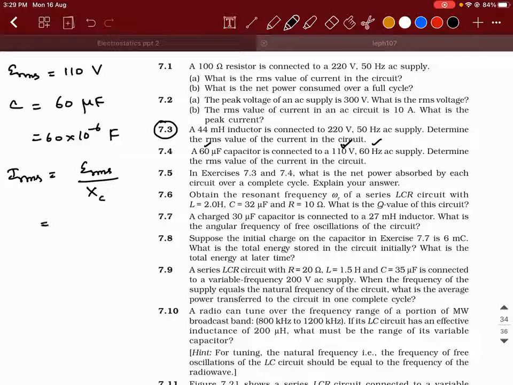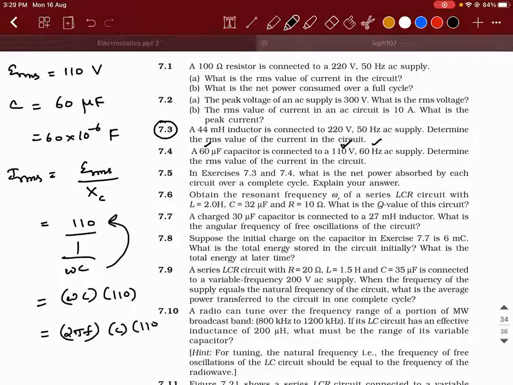X_C. So E RMS is 110 divided by X_C, which is how much? 1 divided by omega C. Correct. Omega will go to the numerator. Omega C into 110. Omega is 2 pi f into C into 110. Substitute all the values and calculate. 2 pi into f is 60. Frequency is given, no? Frequency is 60. Capacitance is 60 into 10 power minus 6, into 110. Calculate. Those many amperes will be the answer.